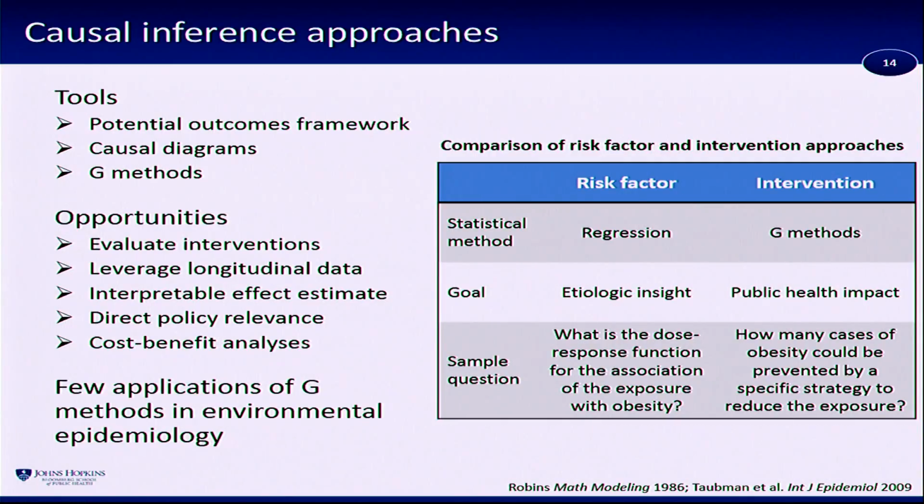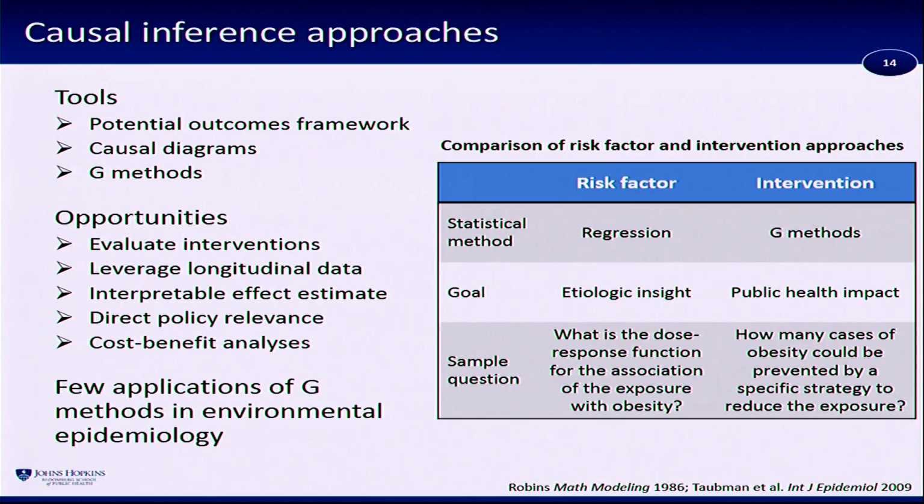I'll show an example in a minute, but one of the nice features of these G methods is that you can estimate the effect of an intervention. So you can use a very complex statistical model with lots of nonlinear or non-parametric modeling, but you still get an answer out of that that is a number that you can understand, and I'll show an example of that. And you can also directly incorporate cost-benefit analyses, which is really useful for policy questions.